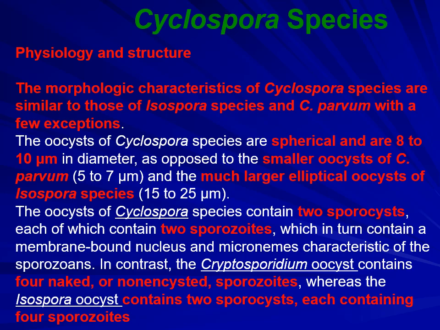The oocysts of Cyclospora species contain two sporocysts, each of which contains two sporozoites, which in turn contain a membrane-bound nucleus and micronemes characteristic of the sporozoan. In contrast, the Cryptosporidium oocyst contains four naked or non-encysted sporozoites, whereas the Isospora oocyst contains two sporocysts, each containing four sporozoites.